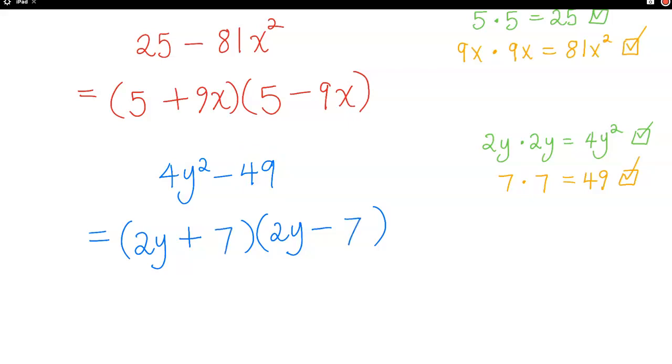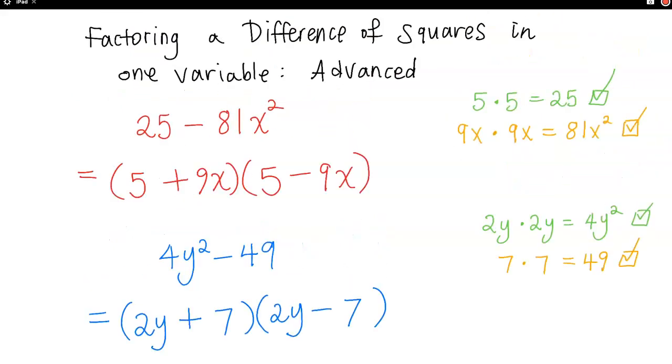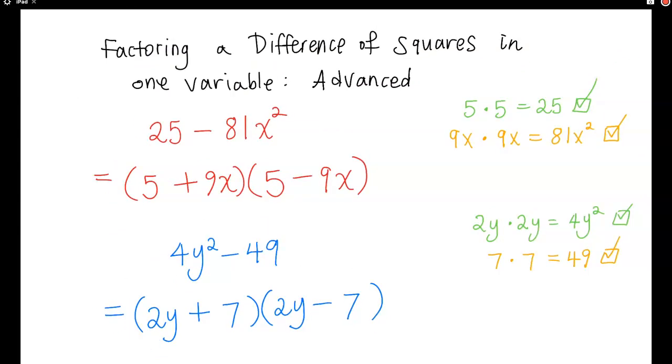So we're done. This is how you guys can factor a difference of squares in one variable, the advanced type, in ALEKS.